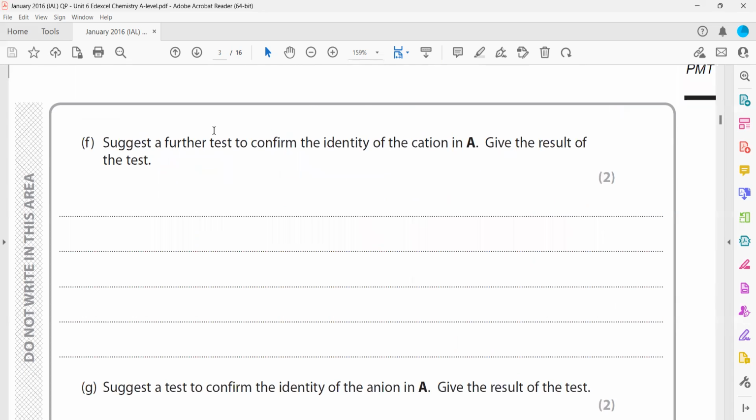Suggest a further test to confirm the identity of a cation. How can we make sure that there is a copper 2 ion present here? So the second test: one is we can add aqueous sodium hydroxide, that is already there. Second, we can add aqueous ammonia. First, it will form a blue precipitate, and the blue precipitate will dissolve to form a deep blue or inky or royal blue solution. So add aqueous ammonia.